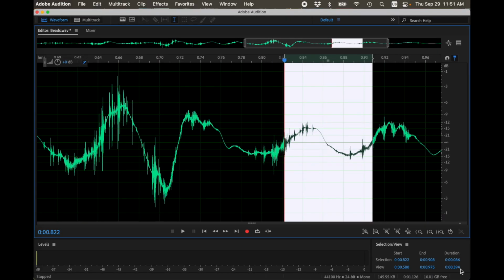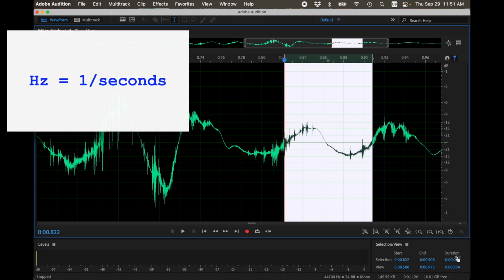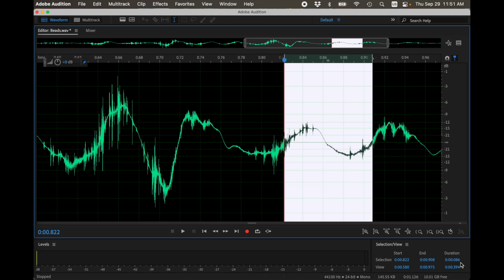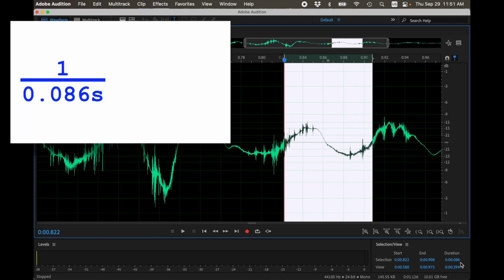So how do we figure out how many hertz that is? Well, the way that we do it is we say, okay, how many times can this happen in a second? Remember, the unit hertz is 1 over seconds, right? And so if we want to know how many times 0.086 happens in a second, all we have to do is take 1 and divide it by 0.086, which gives us a result of 11.627. So that's how many hertz this is, 11.627 hertz, 628, I guess, if we're rounding up.